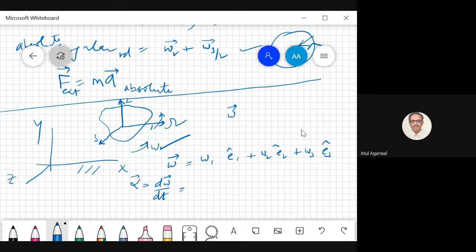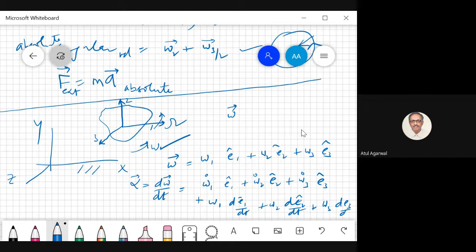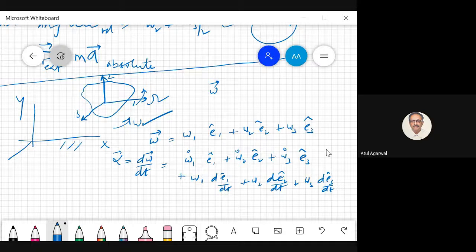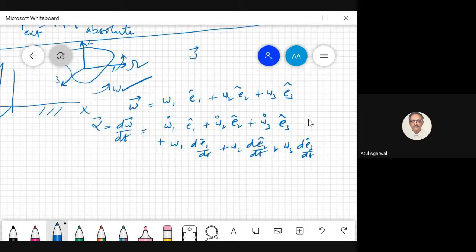So what will I do? Omega 1 dot E1 plus... Any problem? Product rule of differentiation? No, sir. Clear. So this we are finding.